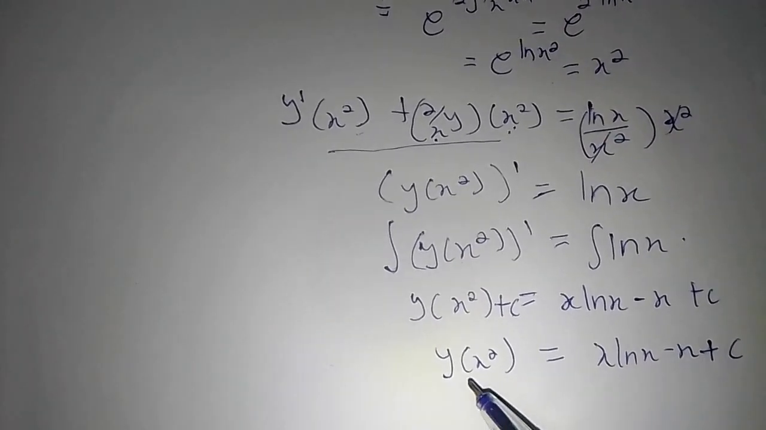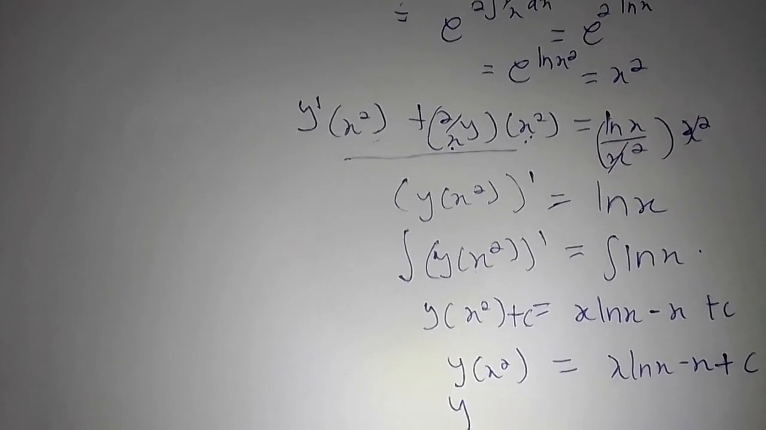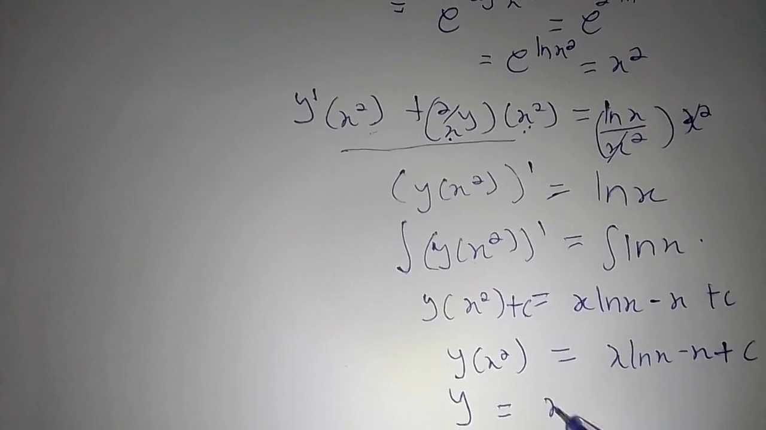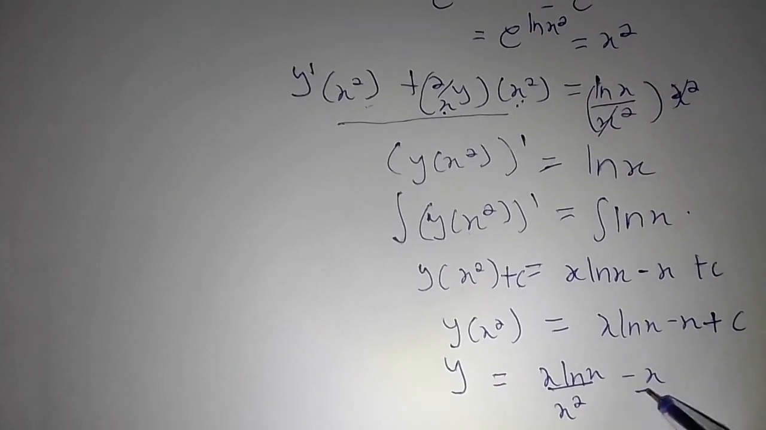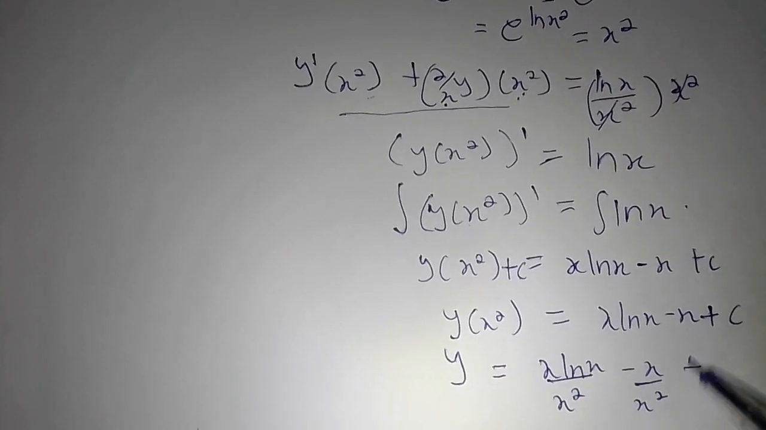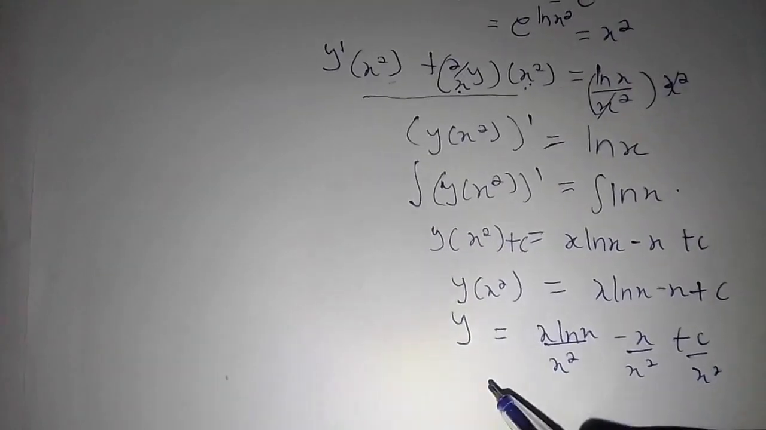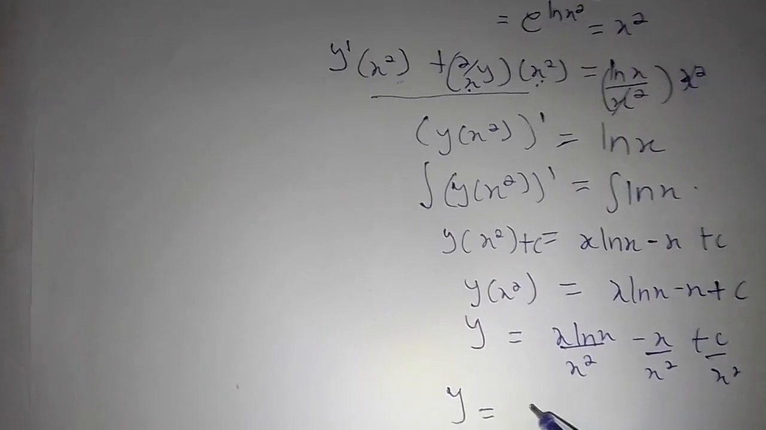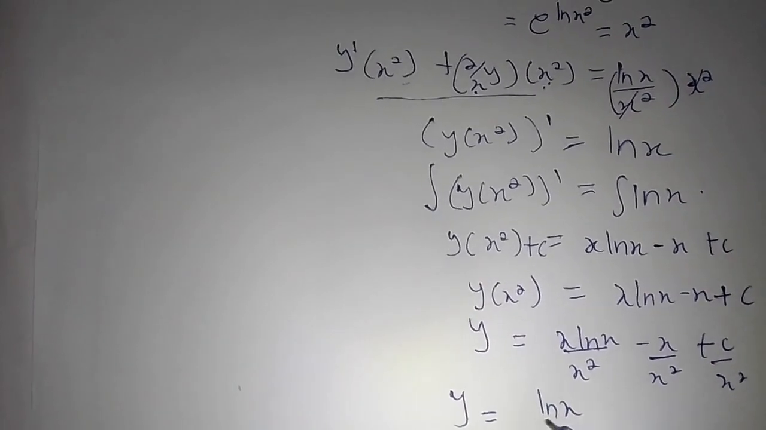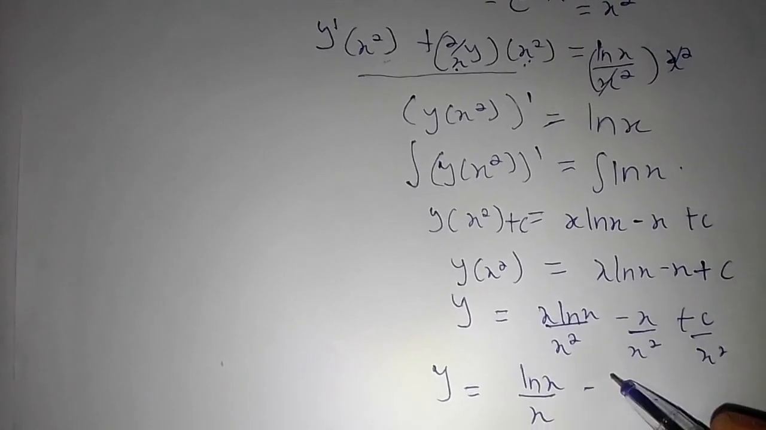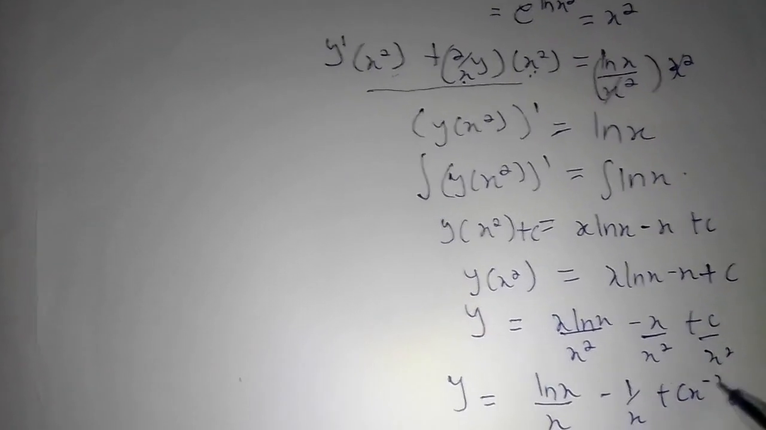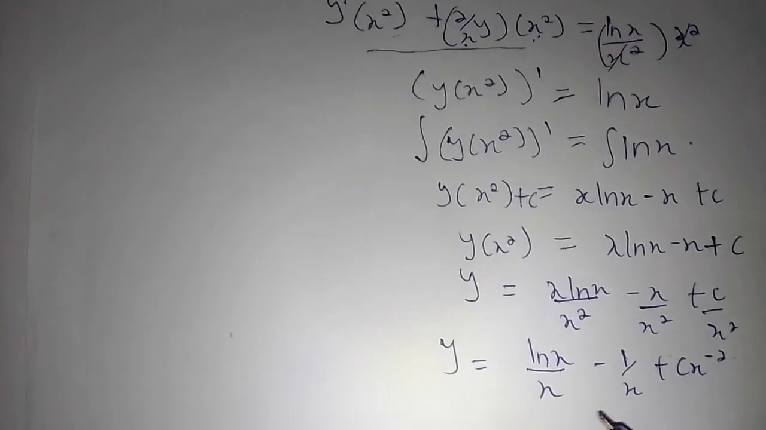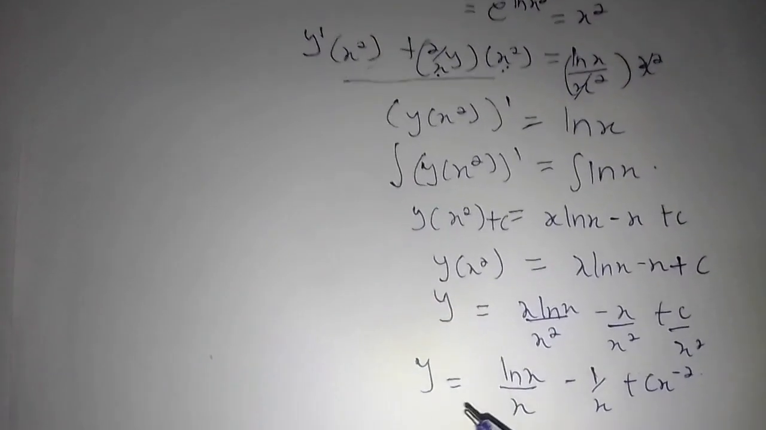In order to get y, we divide through by the coefficient of y. So y is simply equal to x ln x over x squared minus x over x squared plus c over x squared. We further simplify this expression so that you get y to be equal to ln x over x minus 1 over x, then plus c x to the power negative 2. So this is the solution for the first order linear differential equation.